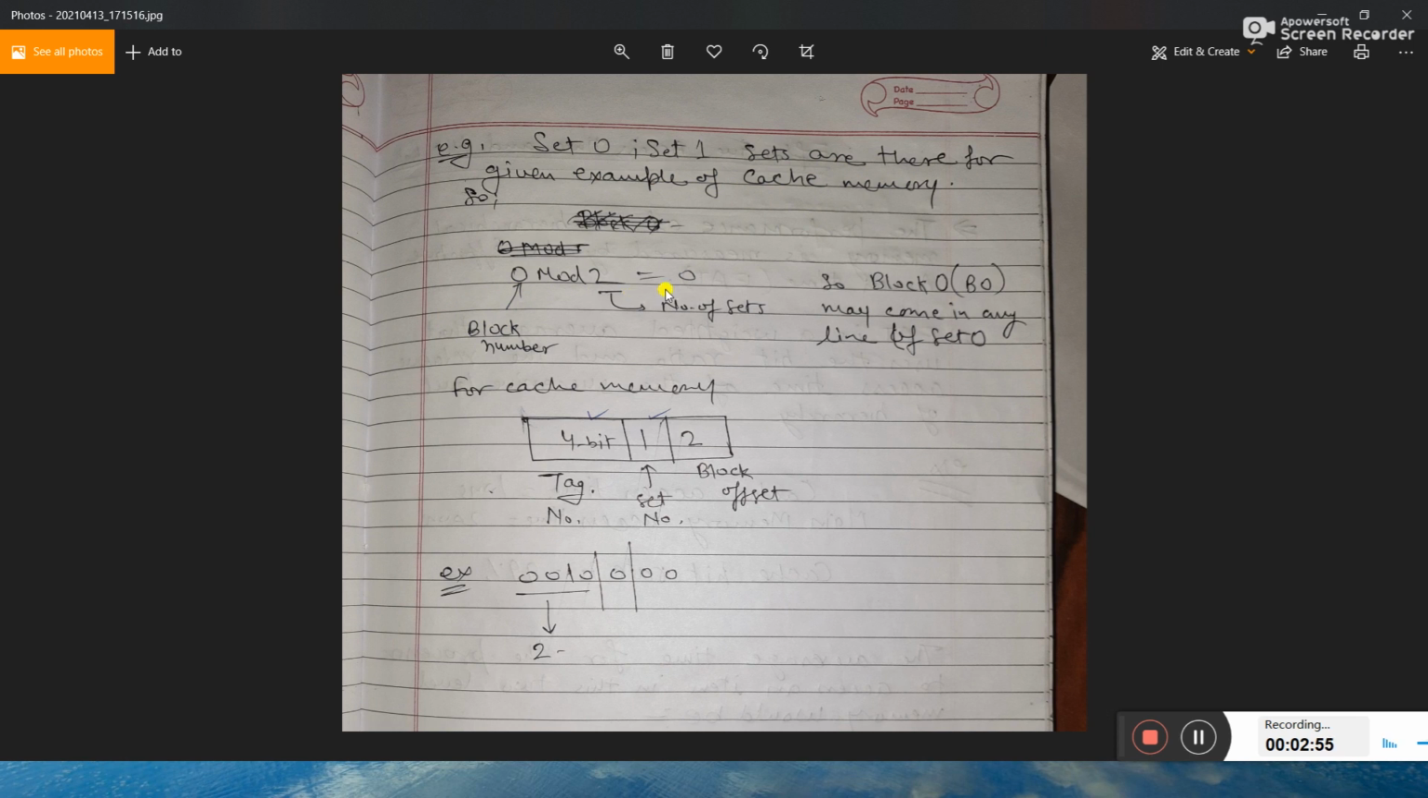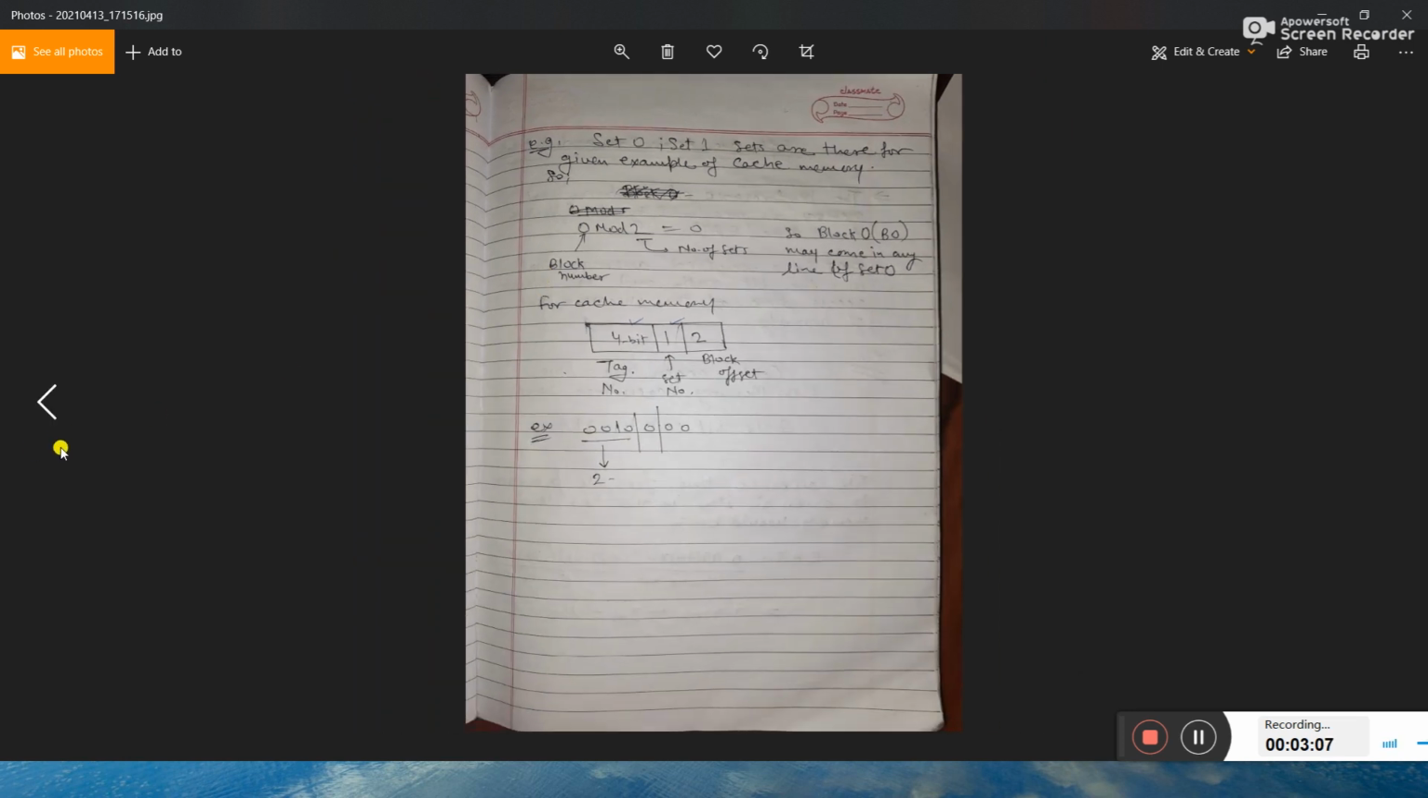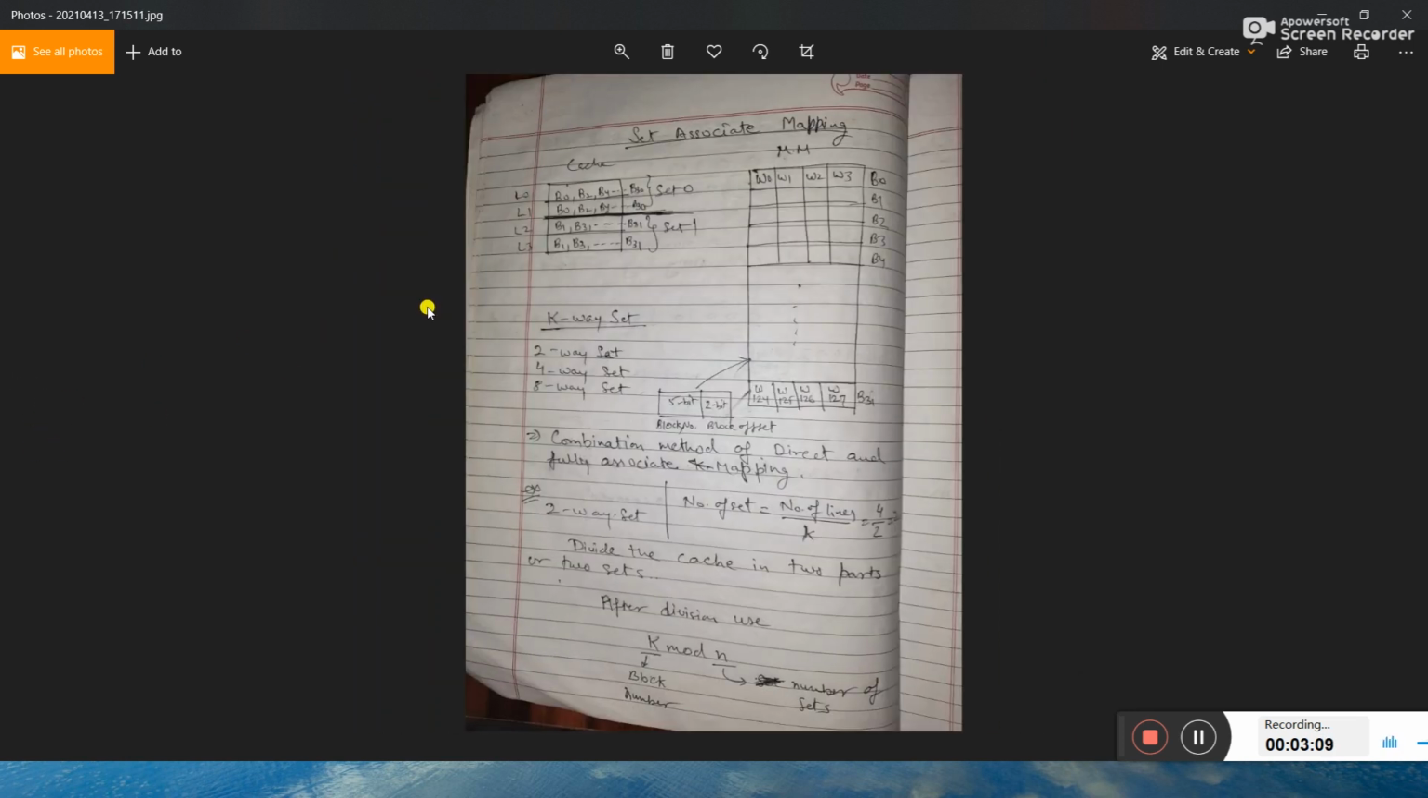So 0 mod 2 is equal to 0. Here 2 is my total number of sets and 0 is my block number. How do I decide which block goes at what position? We have chosen this set for block 0, block 2, block 4 and so on.